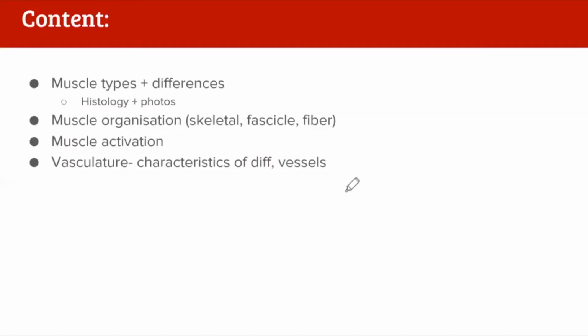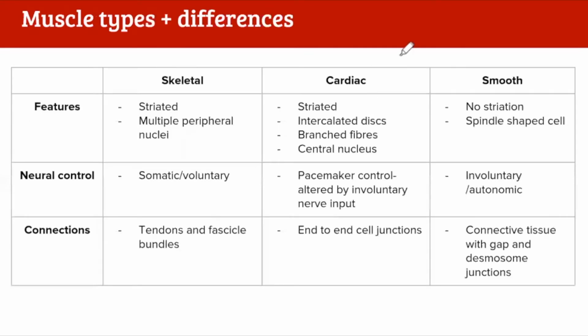To start us off, the three main muscle types we'll be talking about are skeletal, cardiac, and smooth muscle. We've divided it based on their features, neural control, and connections. Both skeletal and cardiac muscle are striated, which means they've got lines through them. Skeletal muscle has multiple peripheral nuclei, so they have more than one nucleus, found in the periphery, along the borders of the cells. They're also under somatic or voluntary control, so you can decide if you want to contract a skeletal muscle or not. And they're connected to bones via tendons and fascicle bundles.